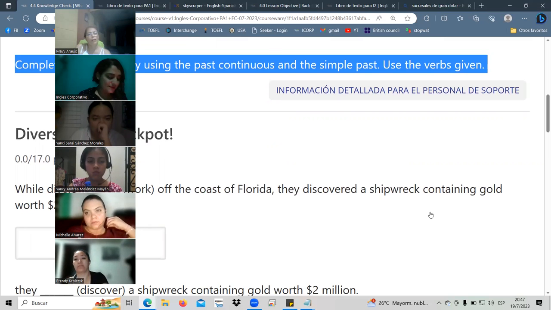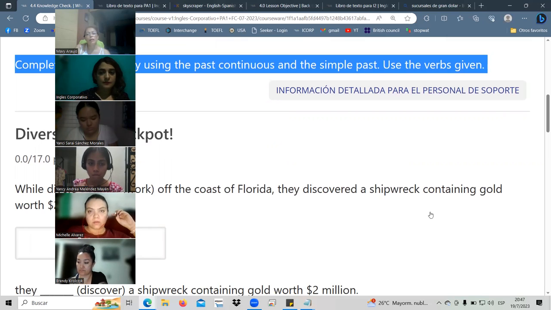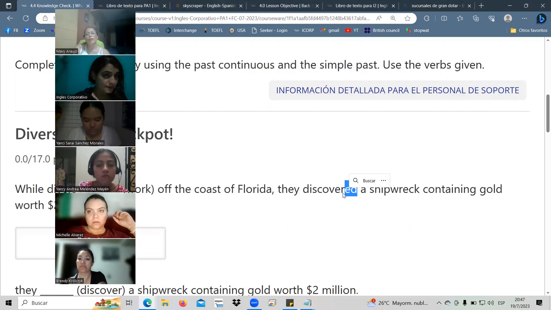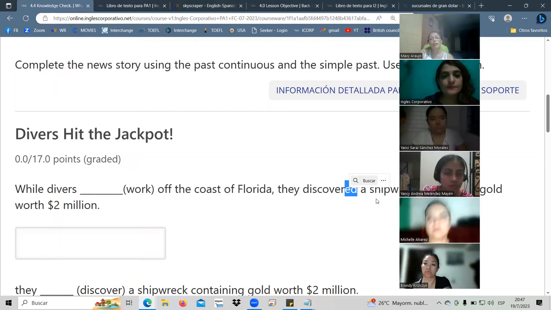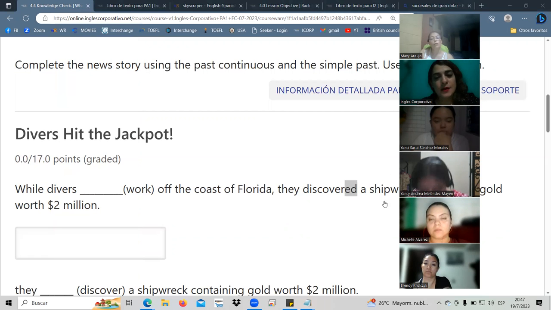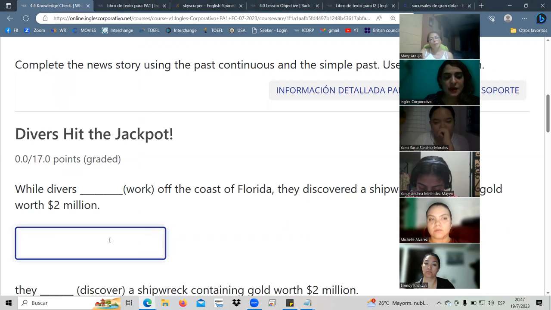Maybe, go, number one. While drivers were working off the coast of Florida, they discovered a shipwreck containing gold worth $2 million. Okay, containing gold, discovered. Discovered a shipwreck. Discovered a shipwreck containing gold worth $2 million. Ok, voy a escribirle algo acá. Yo le oigo como un ship, más suavecito la SH. Shipwreck, ok? Shipwreck. All right.